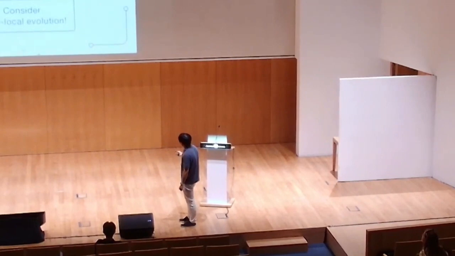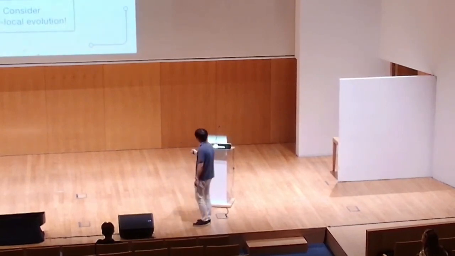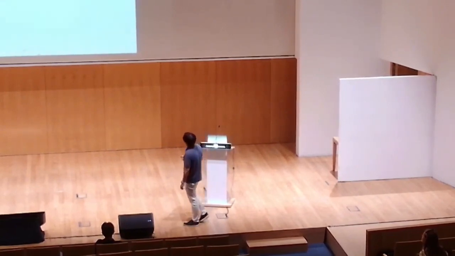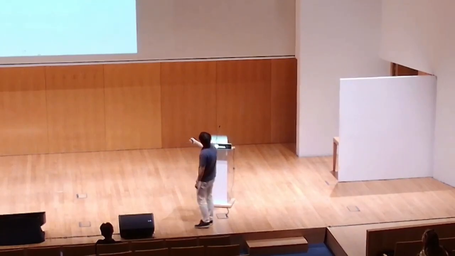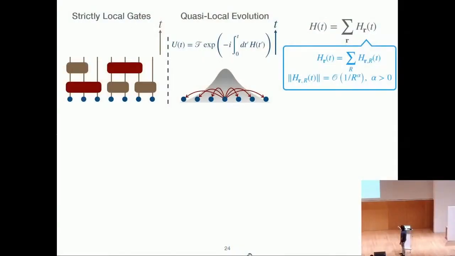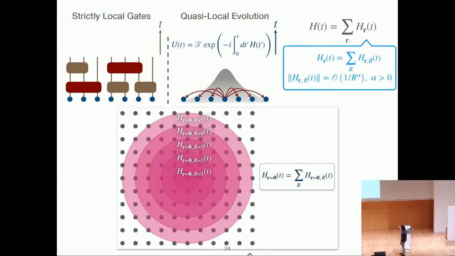So the solution is we could consider so-called quasi-local evolution. Instead of strictly local gates, we can consider a time evolution with a certain Hamiltonian that is a sum of terms. Each term is an interaction with a different range. So this is an illustration of that, and also this picture.